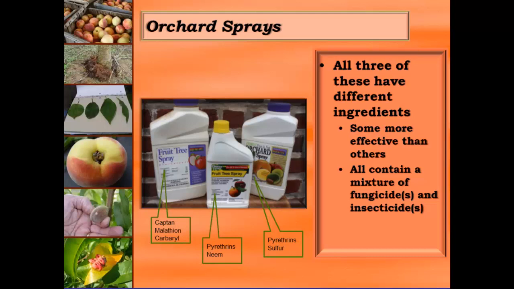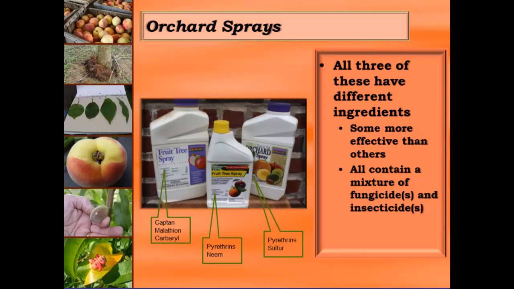And the one on the right contains pyrethrins and sulfur. And again, this one, though it's not rated for OMRI, it is much closer to an organic option. It would be a better choice than the middle one because sulfur is a much better fungicide than neem is. So if I were picking them in terms of their effectiveness, the Captan, Malathion, Carbaryl is probably going to be the most effective, followed by the citrus orchard spray, which contains the pyrethrins and sulfur, and my last choice would be the middle one on there.